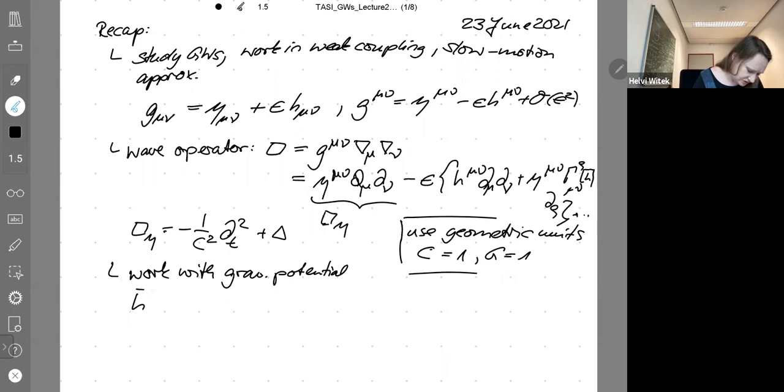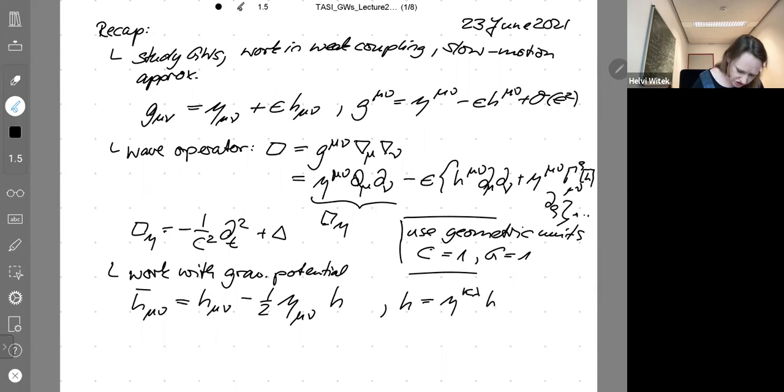And that is, we use this h bar mu nu that's equal to our original perturbation h mu nu minus 1/2 eta mu nu h. And here we have the trace, h is a contraction between the perturbation and the background metric. Good. And what we've seen already yesterday is that we can work in the harmonic gauge.